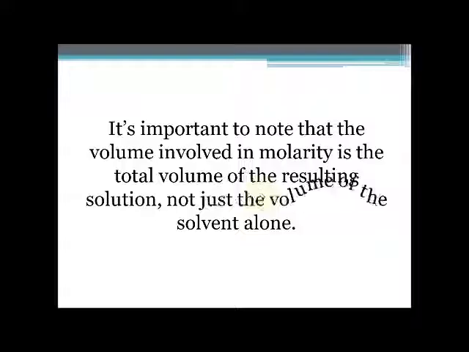It's important to note that the volume involved in molarity is the total volume of the resulting solution, not just the volume of the solvent alone.